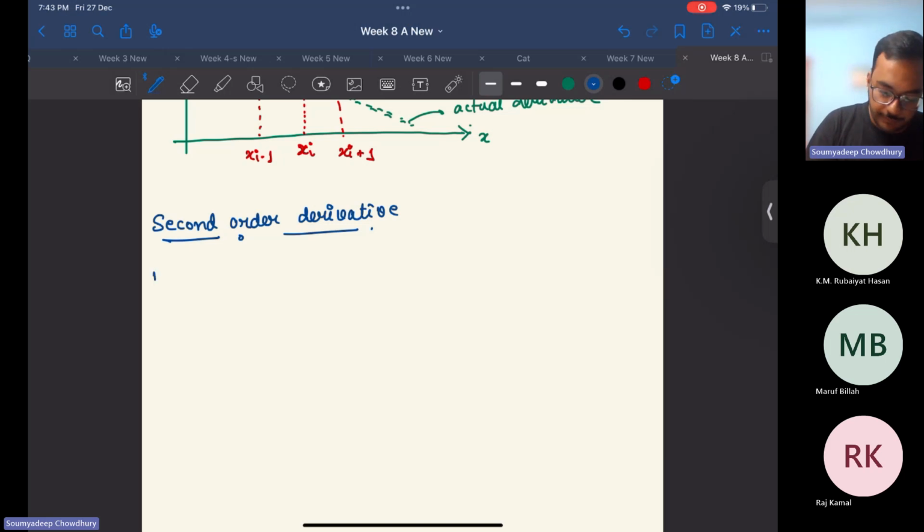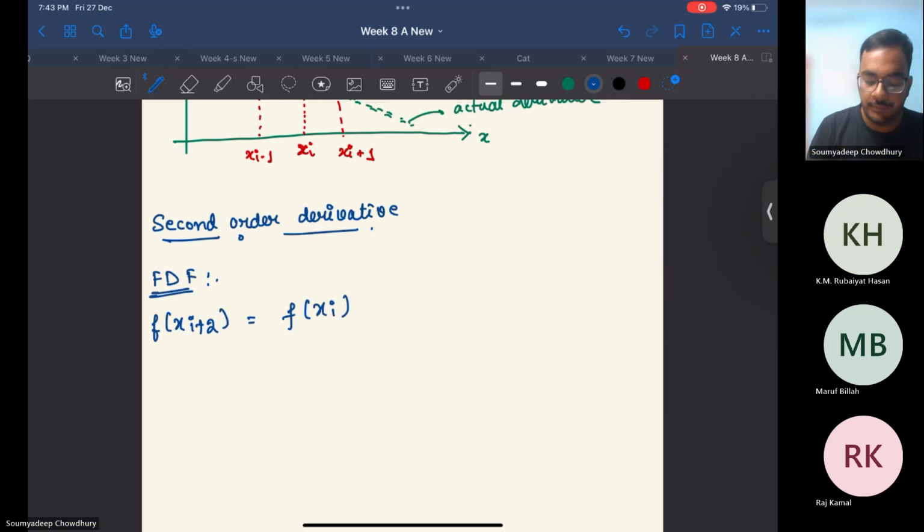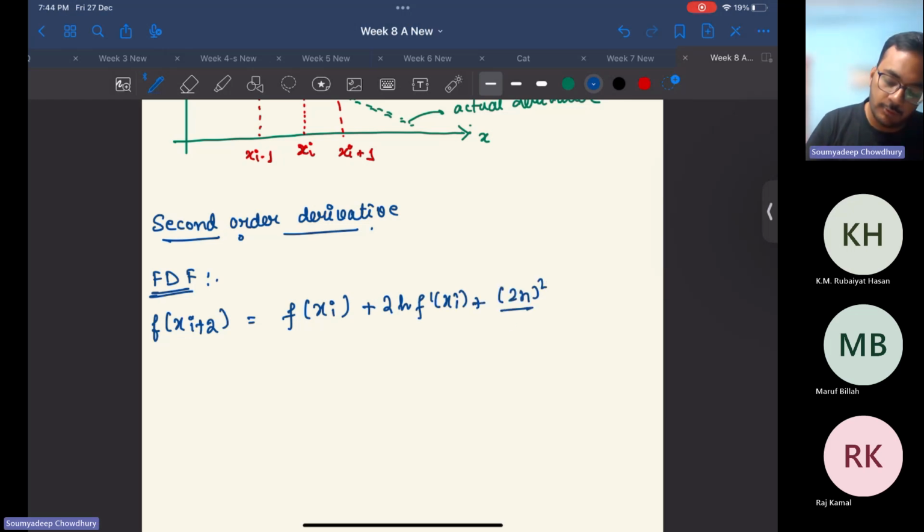So for forward difference, you can find out f of xi plus 2 by writing it from the Taylor series in terms of f of xi. So f of xi plus 2 is f of xi plus 2h f dash xi plus 2h whole square by 2 f double dash xi. Similarly, f of xi plus 1 is f of xi plus h f dash xi plus h square by 2 f double dash xi.